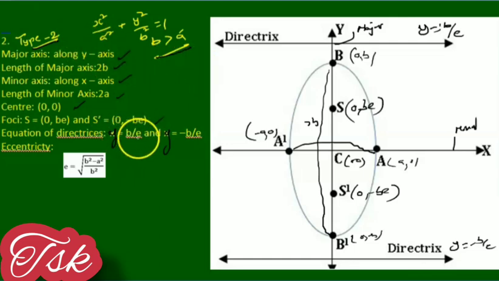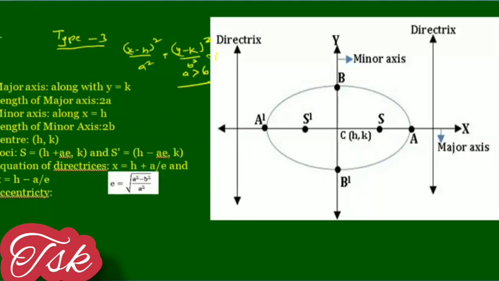This is the second type of ellipse. Here the eccentricity of the ellipse is root of b square minus a square by b square. The corresponding directrix of S is y is equal to b by e, and of S dash is y is equal to minus b by e. Okay, next we move on to the third type.